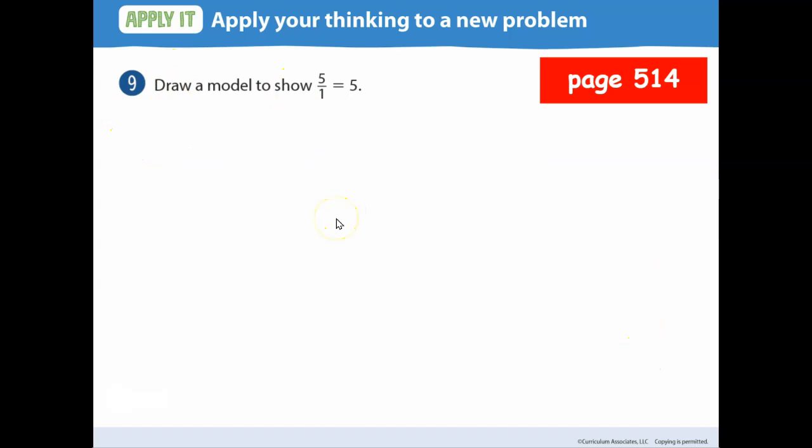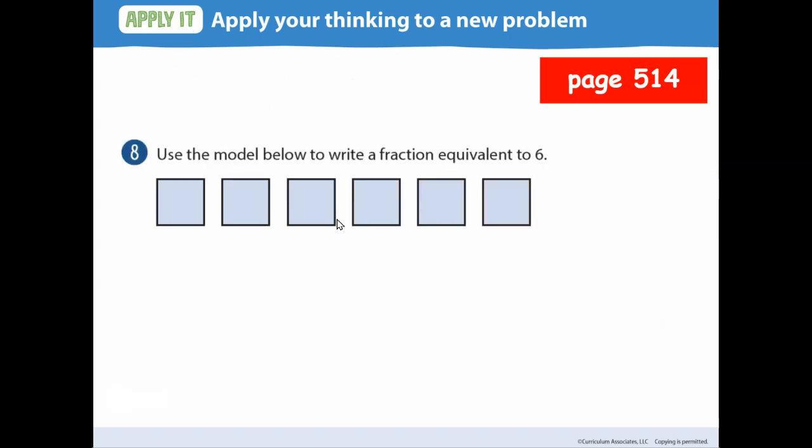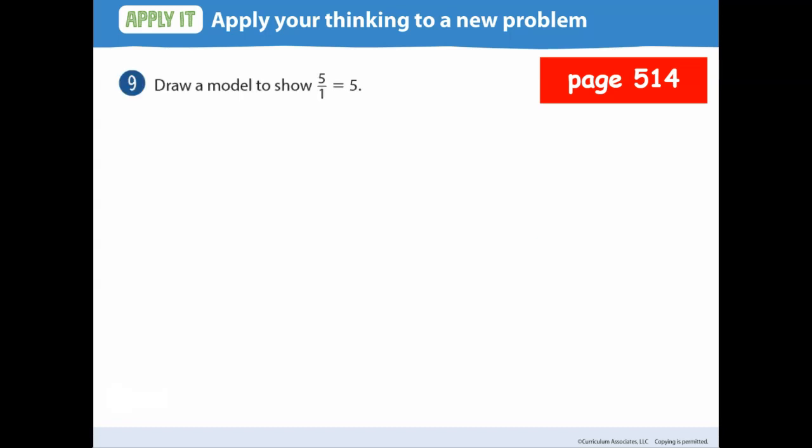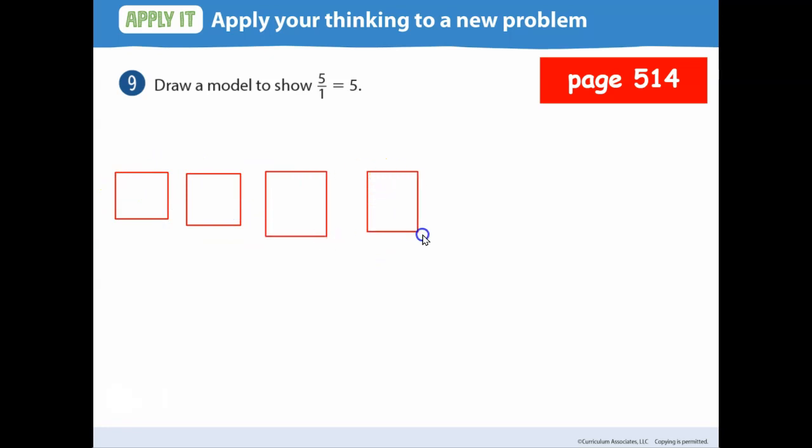Draw a model. Okay, wait. Time out. First, we had a model, right? And we had to write a fraction. Now we have a fraction, so draw the model. Go. It says draw a model of 5 over 1 equals 5. So what did you draw? Tell me, what did you draw? 5 squares. 1, 2, 3, 4, 5. I'm done. Just 5. Could I draw 5 circles? Sure. Okay. 5.